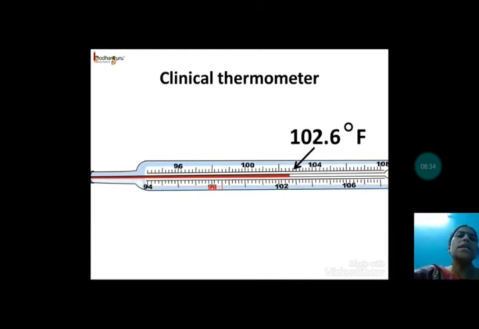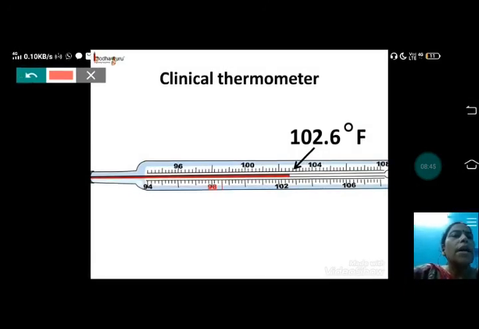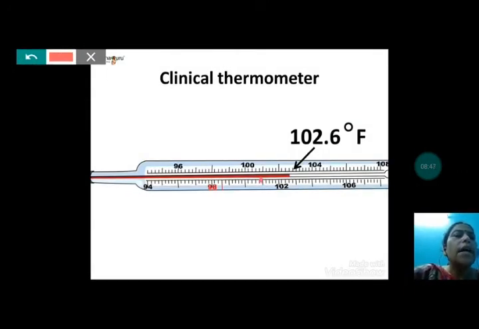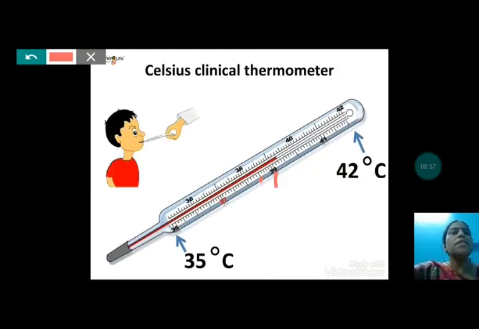This is the way to read the clinical thermometer, as you can see in this. So clearly it has been given. So here, as you can see, 100, then 101, 102, and after 102, 102.2, 102.4, 102.6 we get.